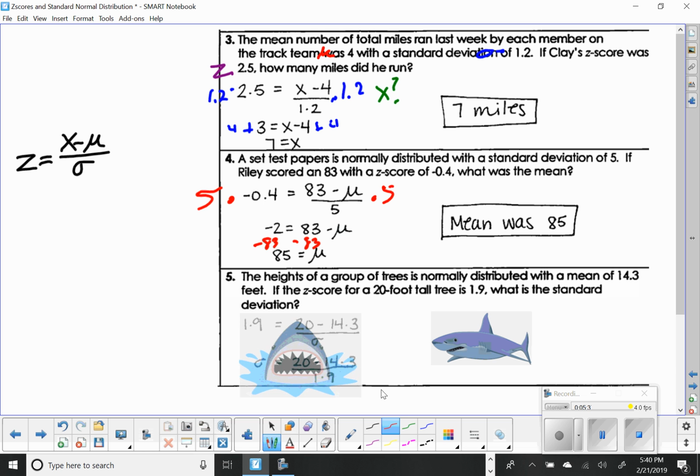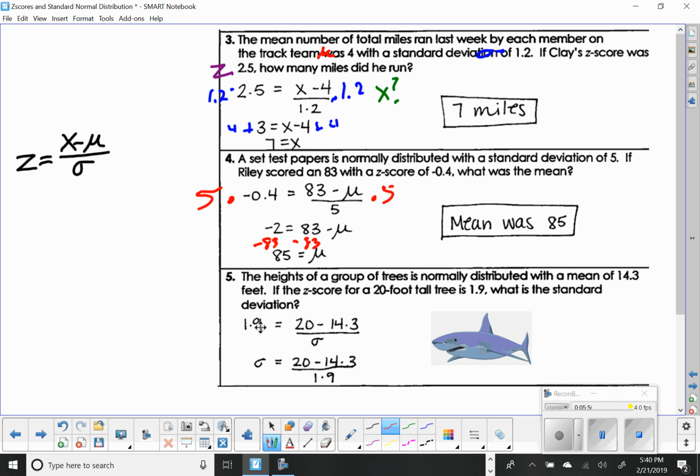Next one up, the heights of a group of trees is normally distributed with a mean of 14.3 feet. The z-score for a 20-foot tall tree is 1.9. What is the standard deviation?